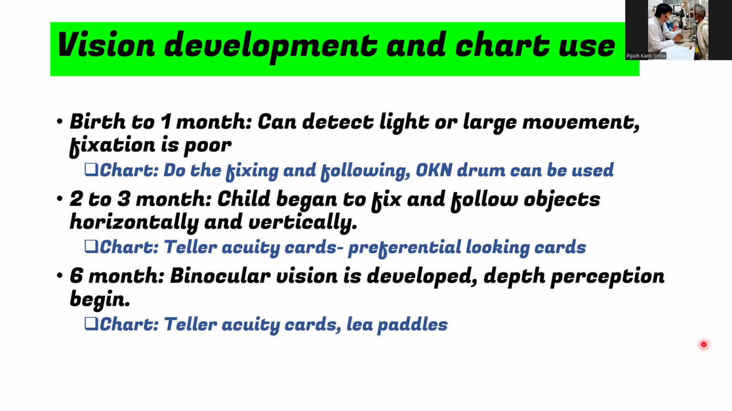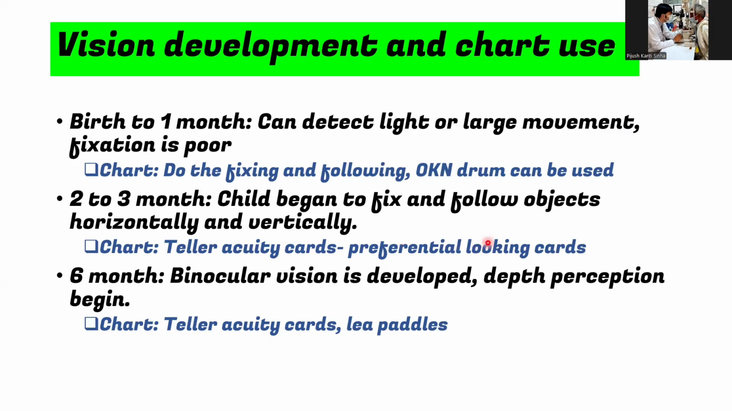Then in the case of 2 to 3 months, babies start showing better control. They can now fix and follow objects both horizontally and vertically. Here we use Teller acuity cards, which are preferential looking cards. And the idea is simple: the baby will naturally look towards the side with stripes or pattern if they can see it. So it helps us to estimate their visual acuity even without any verbal response from the child.